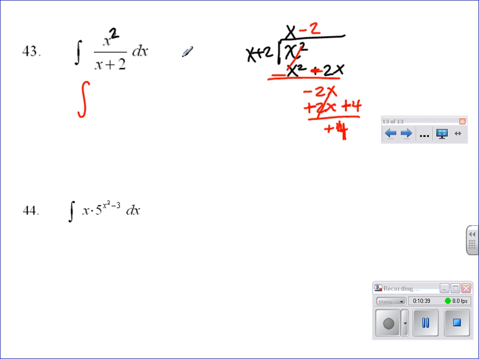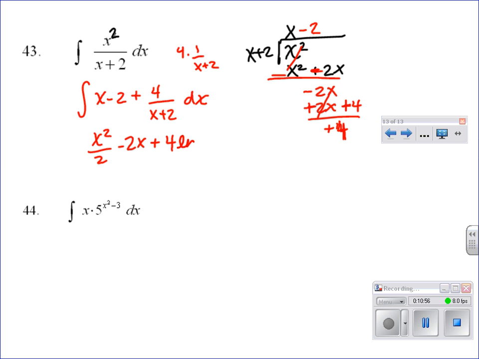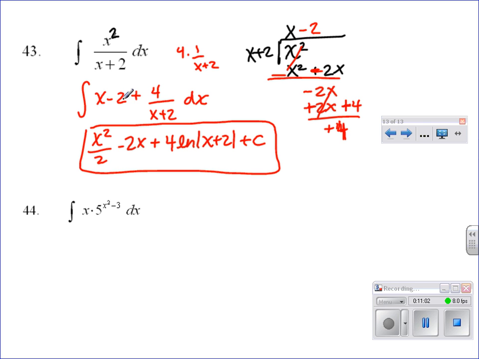So rewrite this as x minus 2 plus 4, which is this guy, over your divisor, x plus 2. Antiderivative of x is x squared over 2. Antiderivative of 2 is 2x. This is like 4 times 1 over x plus 2. The antiderivative of that is 4 natural log x plus 2 plus c. When you do long division, you have a chain of things added and subtracted together. Take the antiderivative of each one and add or subtract them accordingly.